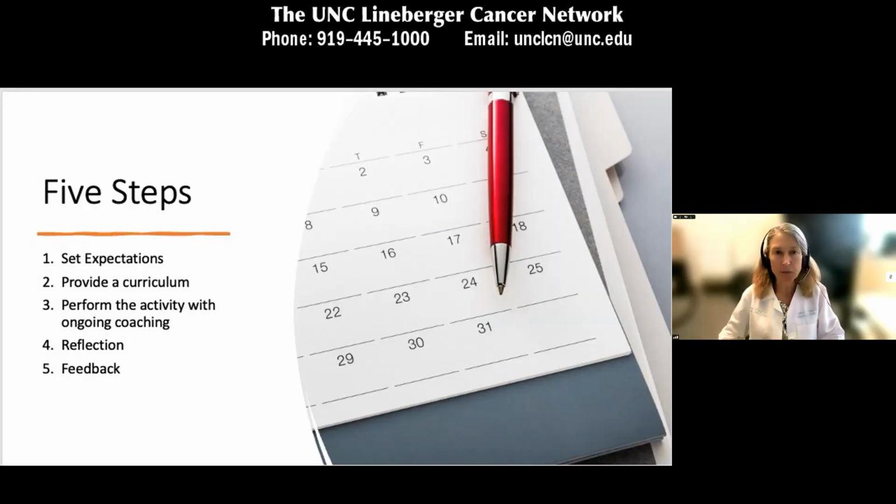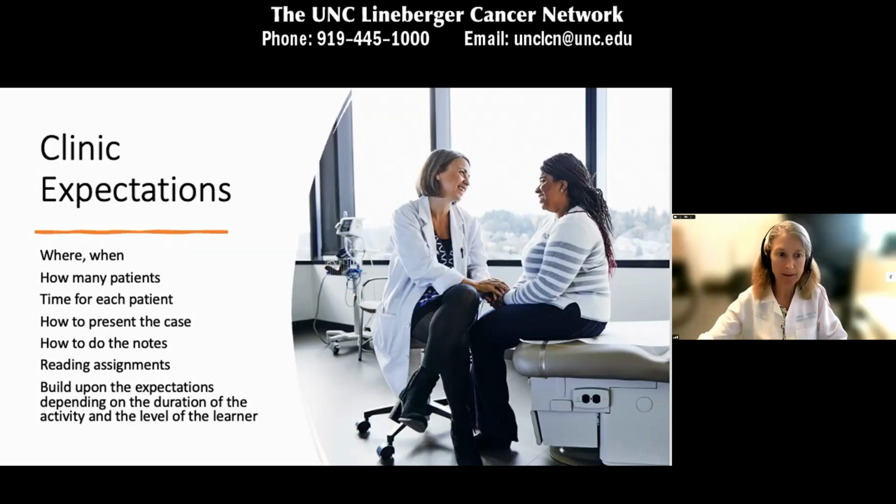To be an effective preceptor in the outpatient clinic, you need to go through 5 steps. The 5 steps are that you need to set expectations for the trainee. You should have a curriculum. You should perform the activity with the trainee and do ongoing coaching. You should reflect on what has happened and then provide feedback. So for Mary, there were no expectations provided. She was simply thrown into clinic and told to see the patients.